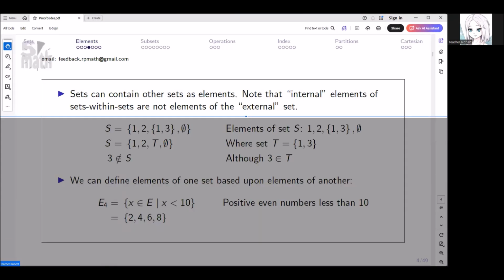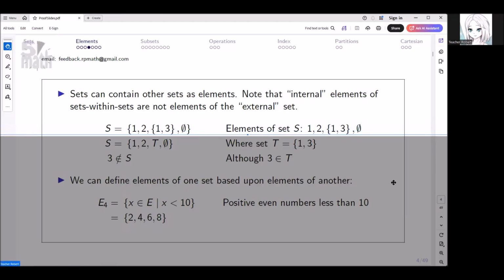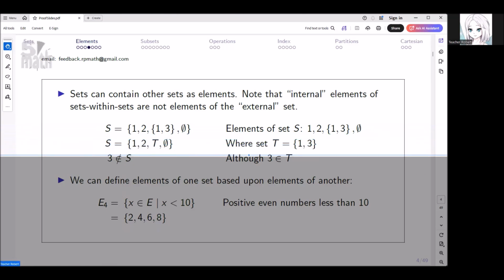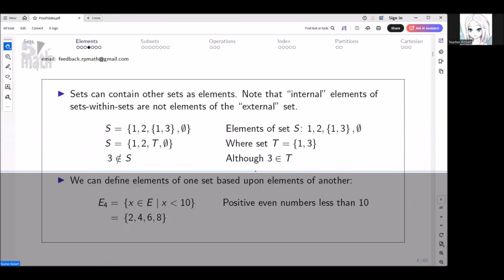Sets can contain other sets as elements. Note that internal elements of sets within sets are not elements of the external set. Elements of set S: 1, 2, the set containing 1, 3, and the empty set, where set T equals the set containing 1, 3. 3 is not an element of S, although 3 is an element of T.